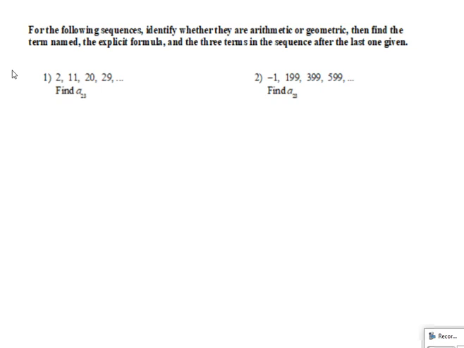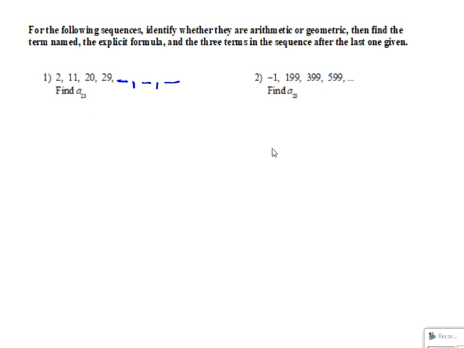Alright, we are doing a review on sequences and series, and here we have a couple sequences that are listed for us, and we have to determine if they're arithmetic or geometric, find the term named, the explicit formula, and 3 terms after the last one given. So after 29, we want to know 3 terms.